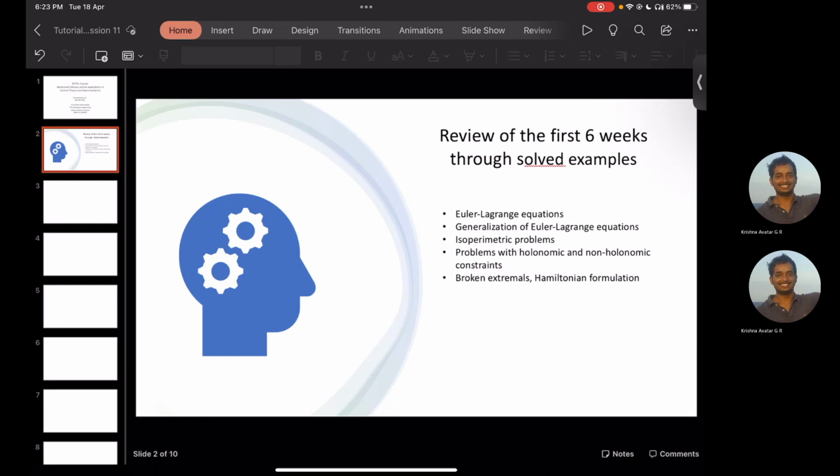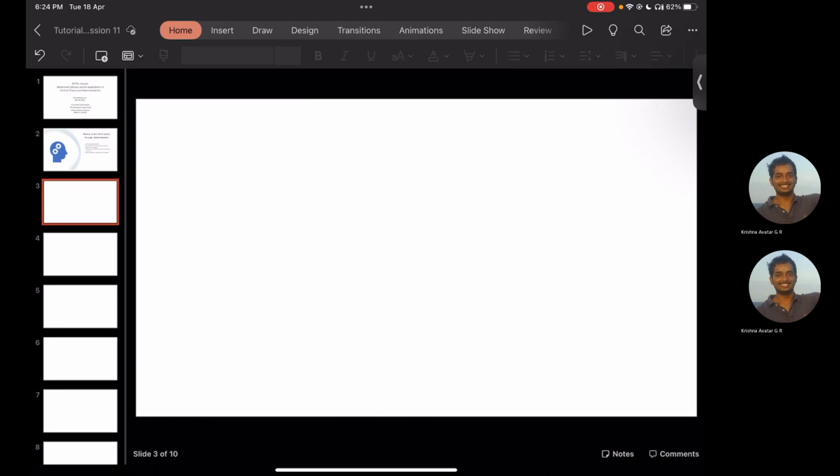And here we would be covering Euler-Lagrange equations and the generalization of Euler-Lagrange equations, some of the isoperimetric problems, and then problems with holonomic and non-holonomic constraints, followed by problems whose solutions are broken extremals, and we will also be discussing the Hamiltonian formulation. Okay, so let's start with the first question for the day.